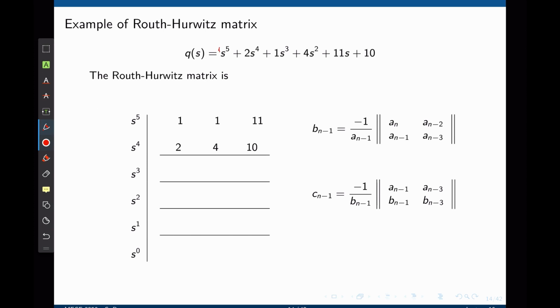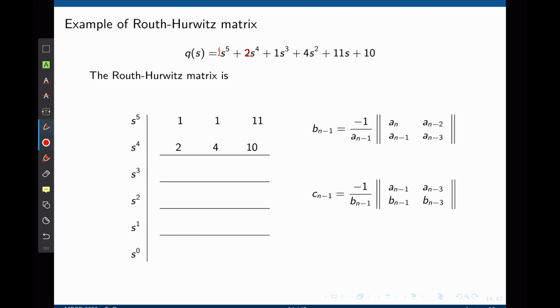starting with the coefficient of s to the power of 5, that is 1, s to the power of 4, 2, here it is, 1 for s to the power of 3, 4, 11, and 10. If you did this properly, then you should notice that here we have the coefficients of every other power of s, and in the second row we should have the remaining coefficients. Again, remember that this pattern goes up and down like that.